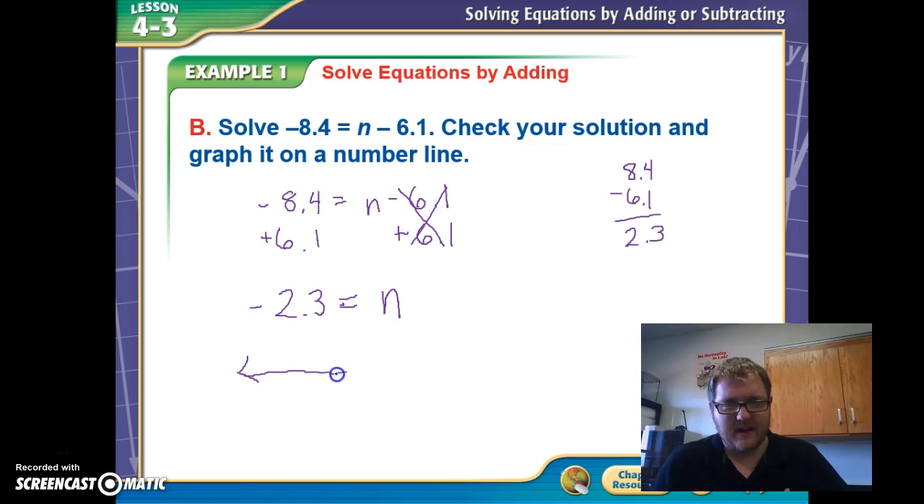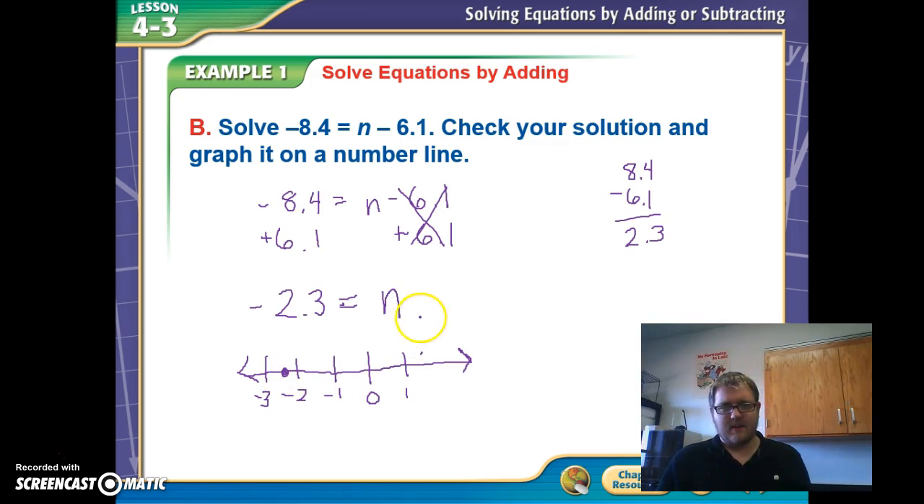And on a number line, if we have 0, we'd have negative 1 and 1. So negative 2, it's a little bit further than negative 2, but not quite to negative 3. So on our number line, it would be about right there or so. That's what it would look like on a number line.